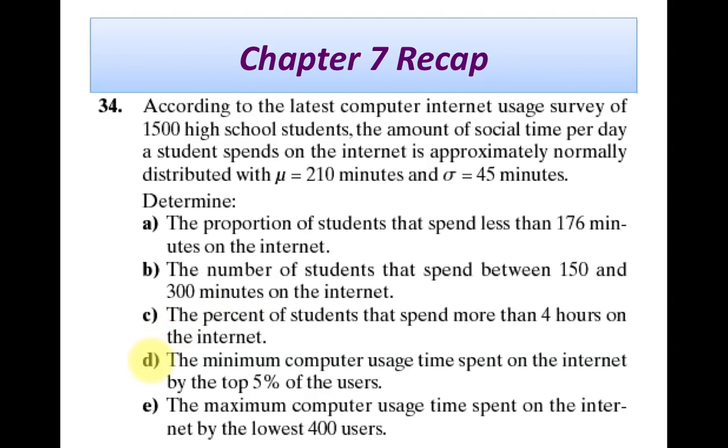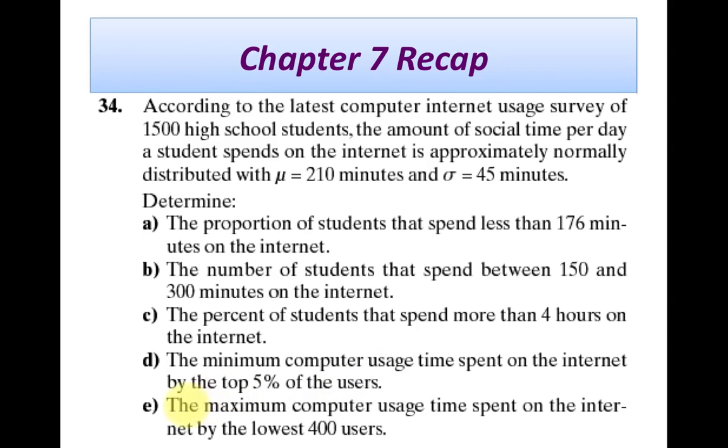Parts D and E are different. Part D asks for a computer usage time. So if the variable on the horizontal axis of this bell curve is computer usage time, then this question is asking us for a raw score, a value on the horizontal axis, provided a piece of area, the top 5%. So you use invNorm when you're given area and you need to find a raw score from the horizontal axis.